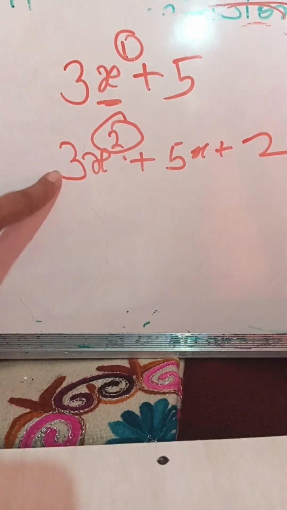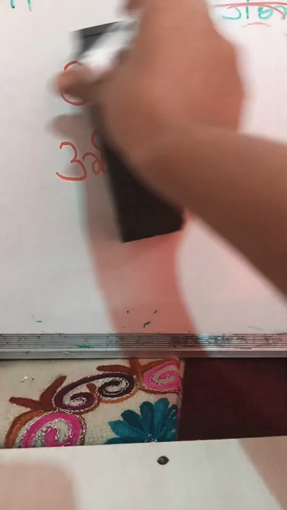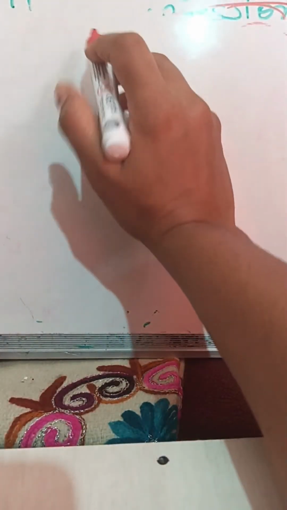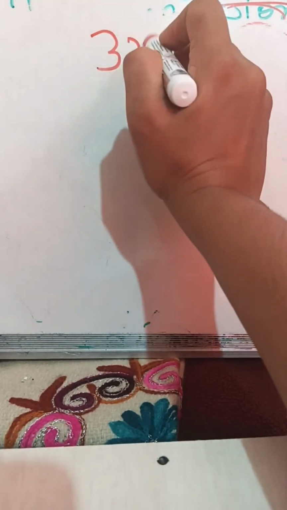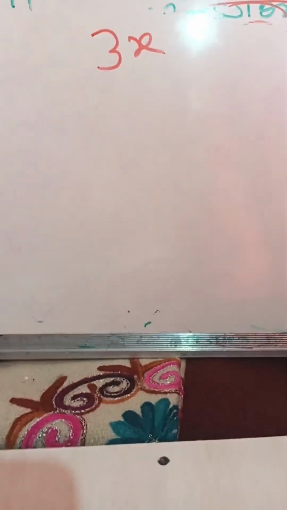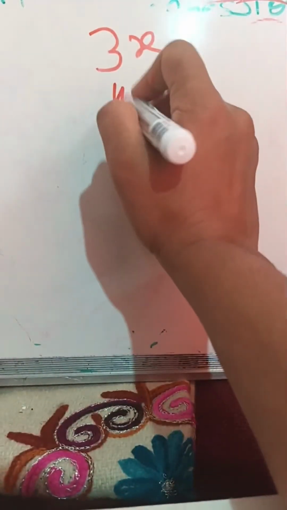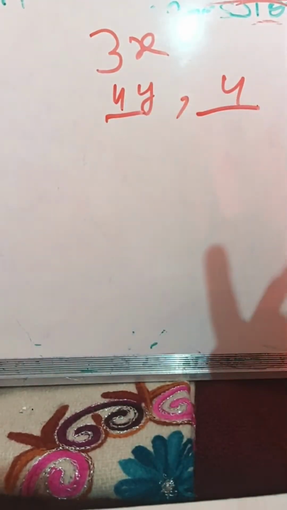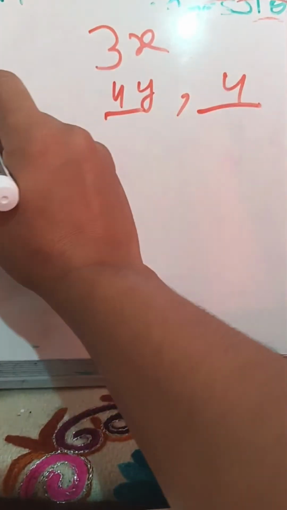Okay, now we'll learn the terms, on the basis of terms, our expressions. Okay, monomial, binomial and trinomial. Okay, if any expression has only a single term like this 3x, then it is a monomial. Okay, like 4y or only 4, these are monomials. If any expression, all these are what?